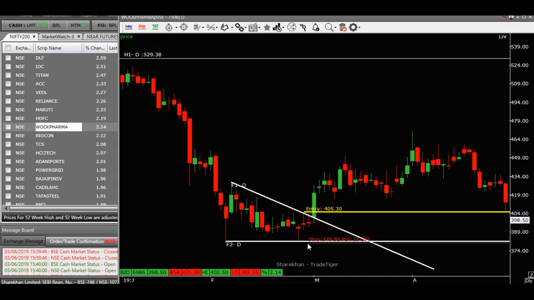stop loss can go, we can keep it here midway, right? If you don't want to risk too much. And my targets can be the swing highs, or simply keep it right here, right where the triangle starts forming. That will be my final target.